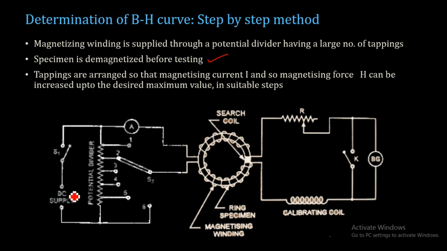Once S2 is set to 1, S1 is closed. So you will have a DC power supply here, and once S1 is closed, through the ammeter you are able to identify the current into the specimen and then out of the specimen to the DC supply. Once your switch is at point 1, you'll have the entire resistance of the potential divider in the circuit, so you'll have a minimum value of current initially. Then you open the key.